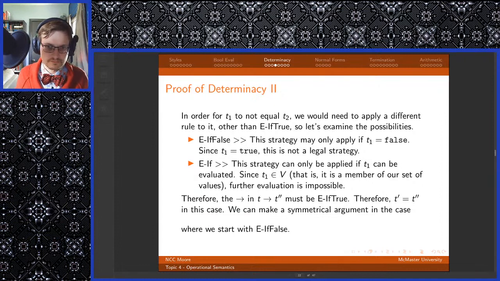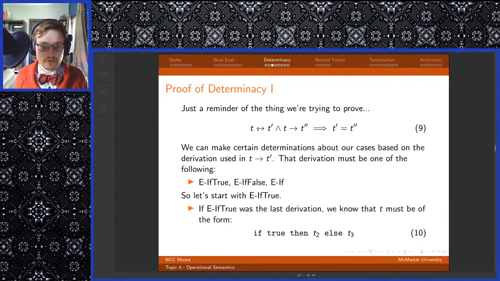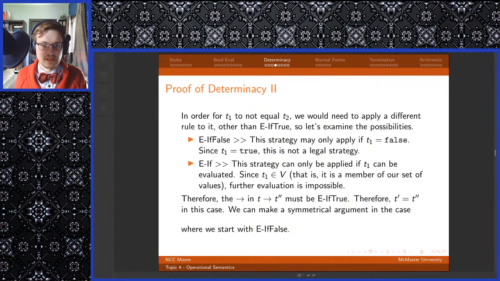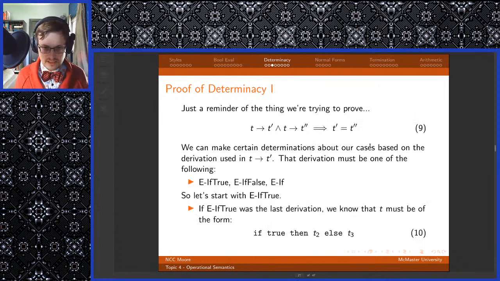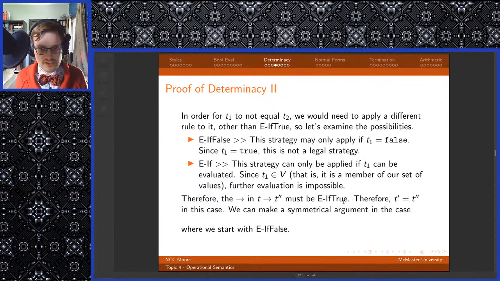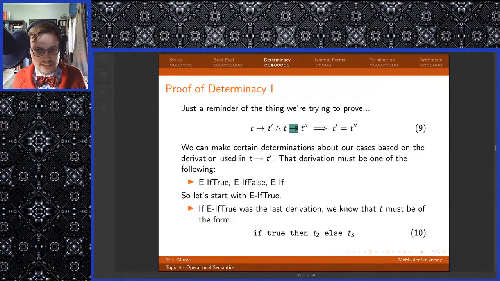So here are the other possibilities. Basically what we're saying is, in order for t1 and t2 to be different, this derivation must be something other than E if true. So let's see if E if false works. E if false may only apply if the conditional term inside of the if statement is false. Since we have determined that it is true, this is not possible, so this is not a legal strategy. We have determined that this arrow cannot be E if false, right?